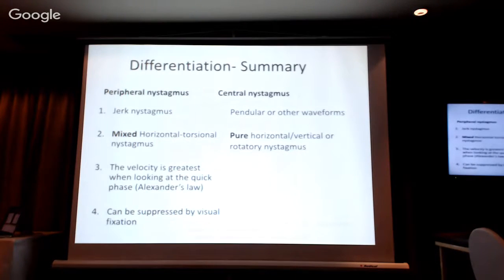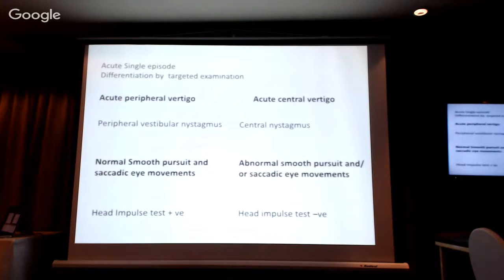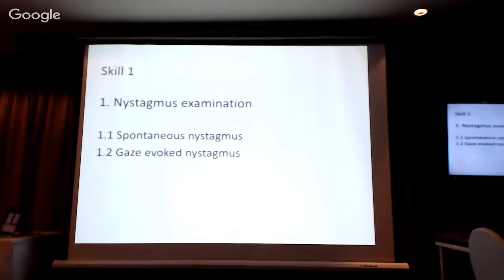We know the peripheral ones conform to Alexander's law, and the central ones don't conform to Alexander's law, and central ones will not be suppressed by visual fixation. So those are the features to differentiate central causes from peripheral causes. Okay, with that we complete skill 1 that comprises examination of nystagmus.